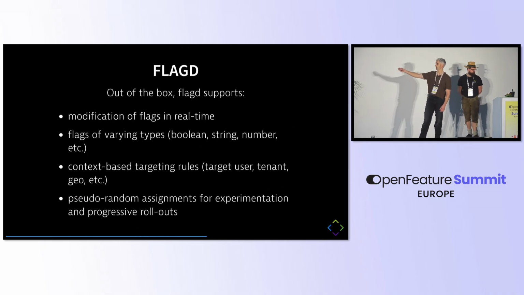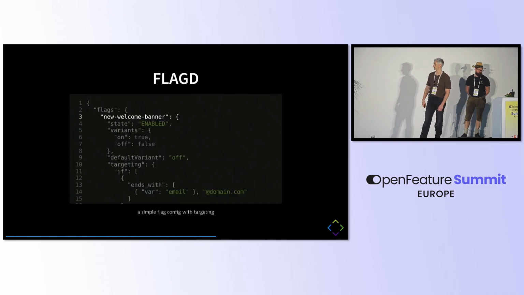Out of the box, it has a whole bunch of features it supports. So a lot of them covered our use cases: modification of flags in real time, lots of type support for different types of flags, context-based targeting rules, so target a user, tenant, geography, device, whatever you can think of really, and then pseudo-random assignments, fractional rollouts, that kind of stuff. So it basically hit all our marks for the features we wanted.